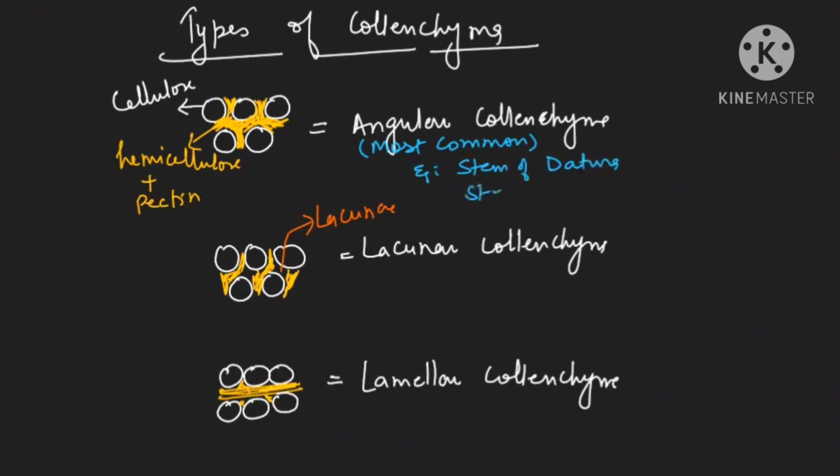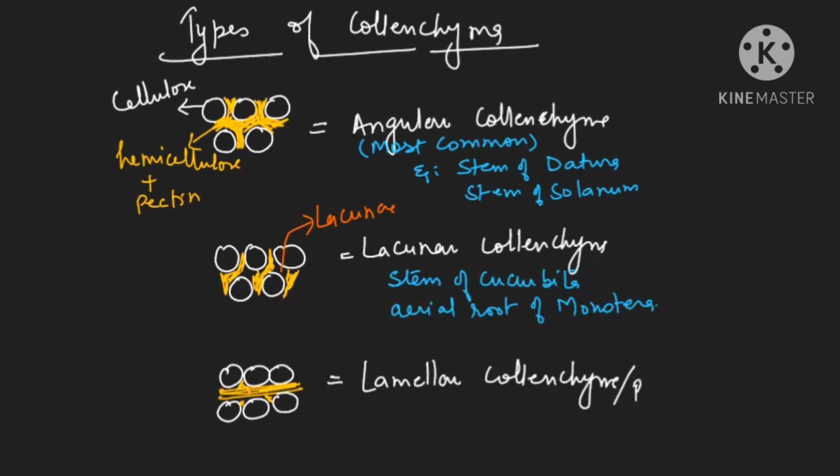you will be studying them in the stem of datura, the stem of solanum. So these are the areas where you study it. And lacunar collenchyma you find in the cucurbita stem. You will be studying it in the stem of cucurbita, and you find it in the aerial roots of monstera. Your lamellar collenchyma is also known as plate collenchyma because here a plate form is going on. It is found in the stem of sunflower.